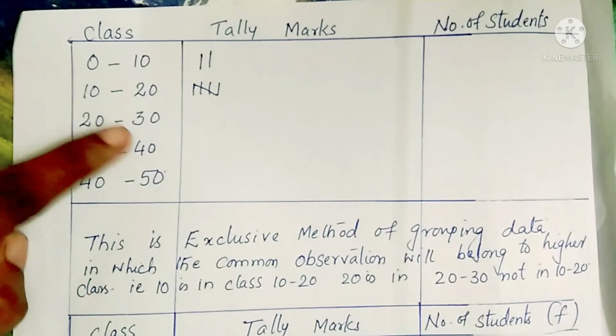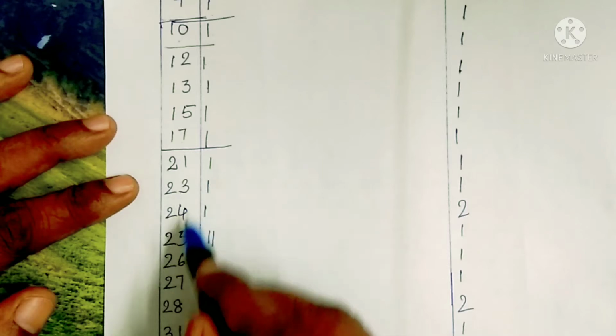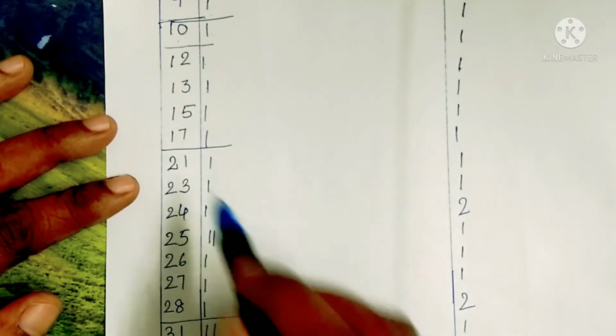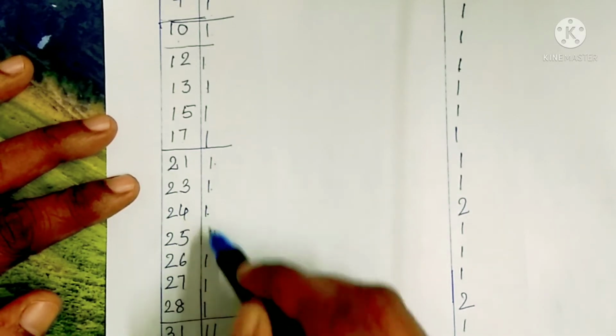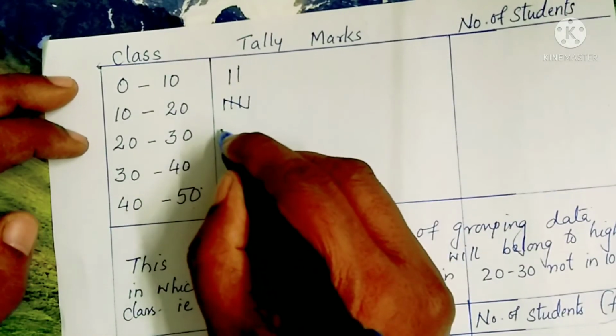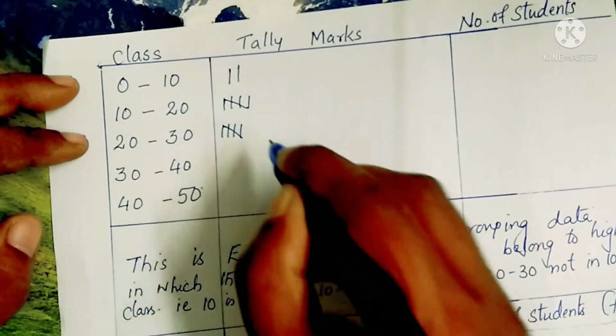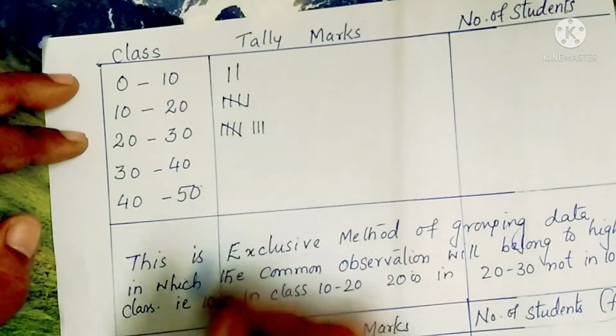Okay. Now 20 to 30. So 20 to 30, see here till this. 1, 2, 3, 4, 5, 6, 7, 8. So here it should be 8 tally mark. How will you do? 1, 2, 3, 4, 5 and then 6, 7, 8.